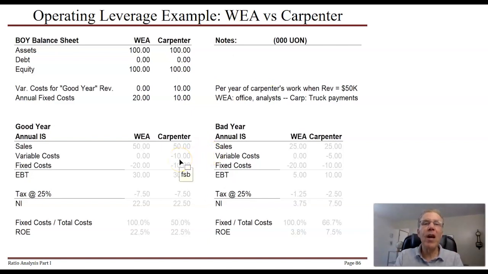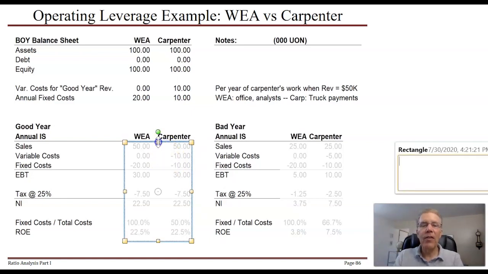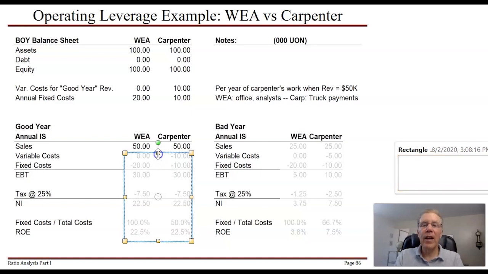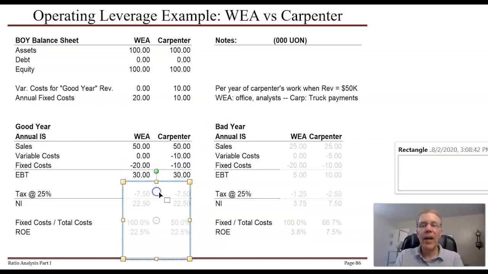Okay, so now let's go through the good year, bad year, very good year scenario and see what's going on. So let's compare what we've got here for the two firms. Let me make a little more room there. So we'll say for a good year, each firm is making 50,000, and we're looking at the income statements for each firm. So in terms of variable costs, the West End, of course, is going to have none, and the Carpenter is going to have 10. And for fixed costs, we have West End with 20 and the Carpenter with 10.